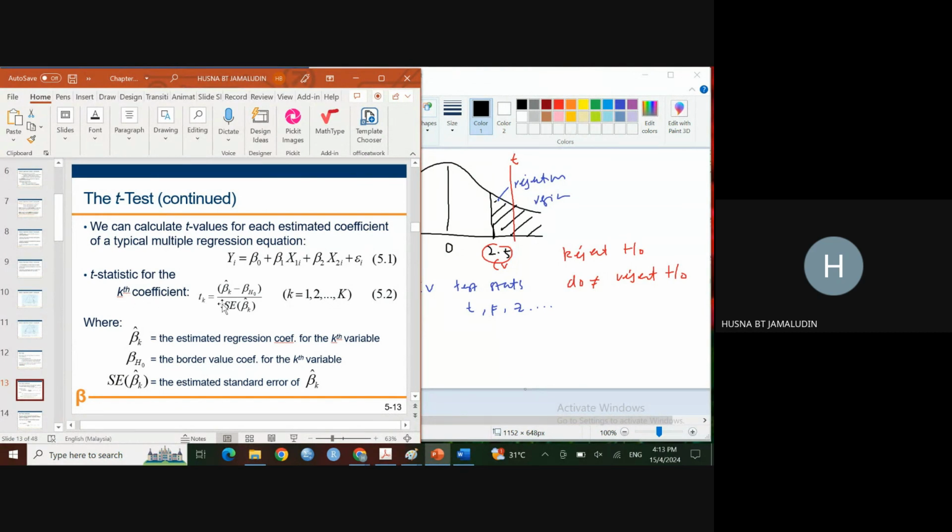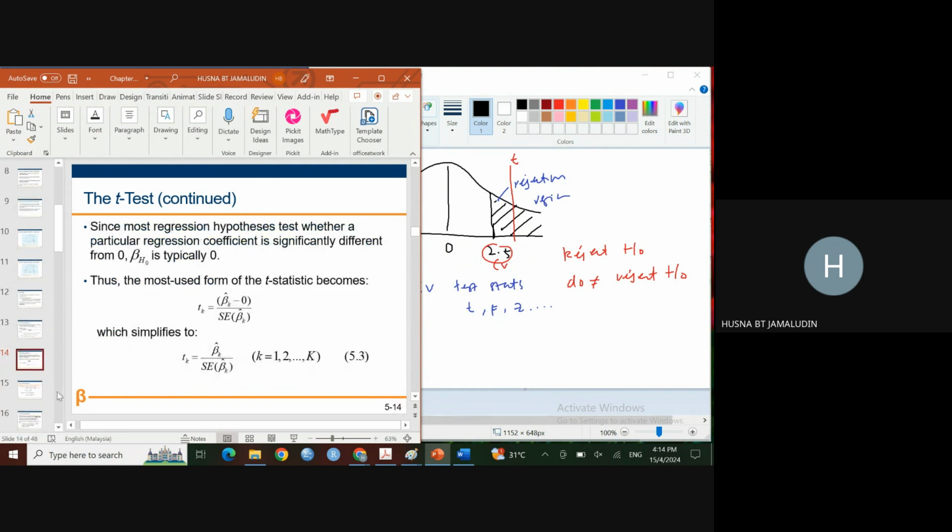Okay. So the t statistic, this is the formula. You have beta hat k, which is your estimated coefficient, k is whatever independent variable you are talking about, minus beta for H0, divided by the standard error of the estimated beta. So your k could be 1 independent variable, 2, 3, and so on. Okay. So if you look at here, the beta hat, of course, is the estimated regression coefficient. Beta H0 is the border value of the coefficient for the k-th variable, whatever variable. This is your standard error of the beta.